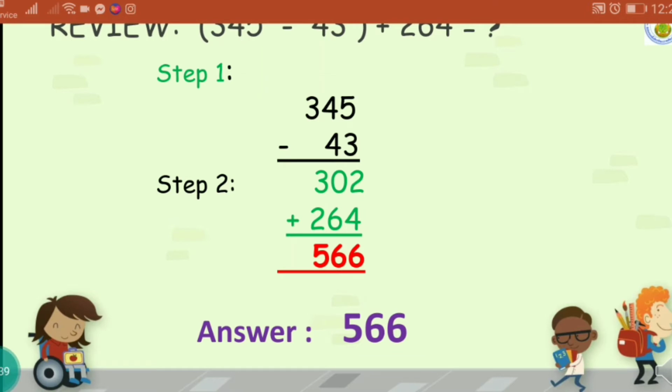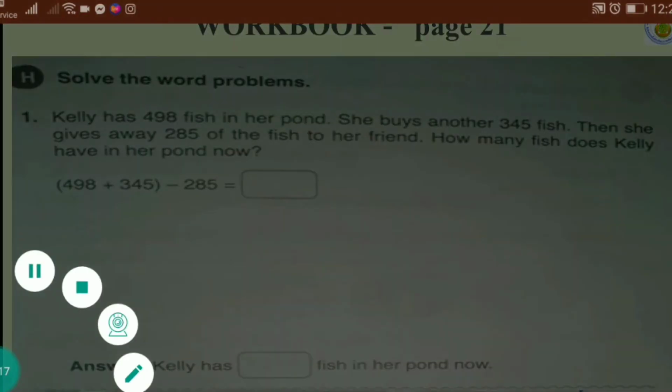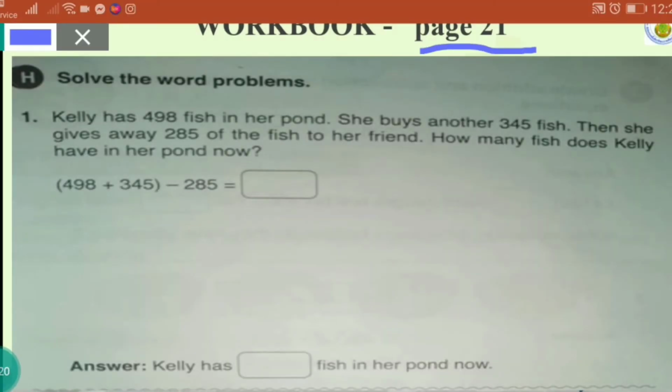So we already did our quick review about how to solve combined operations. So let's go on with our word problems on combined operations. Word problems, it means jot panha. But before that, I would like you to open your workbook page 21. Again, please bring out and open your workbook, page 21.